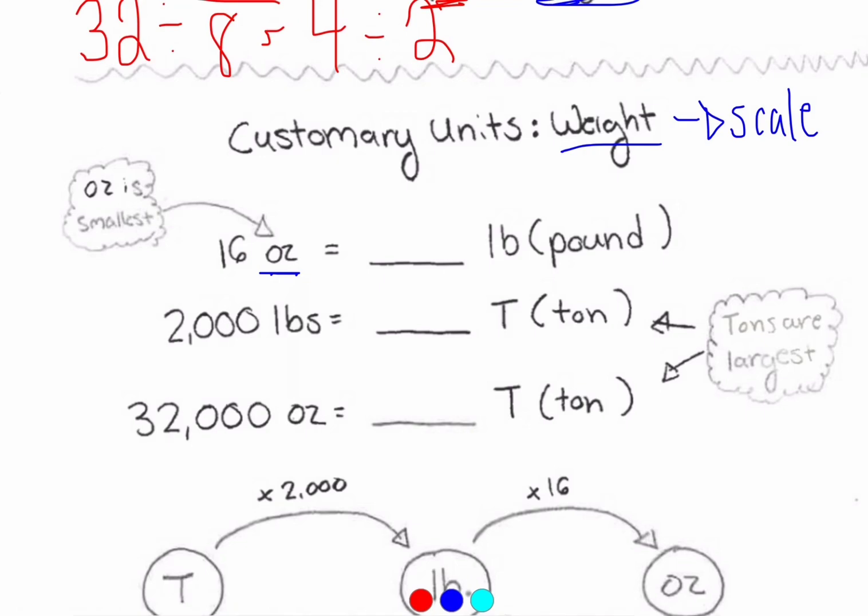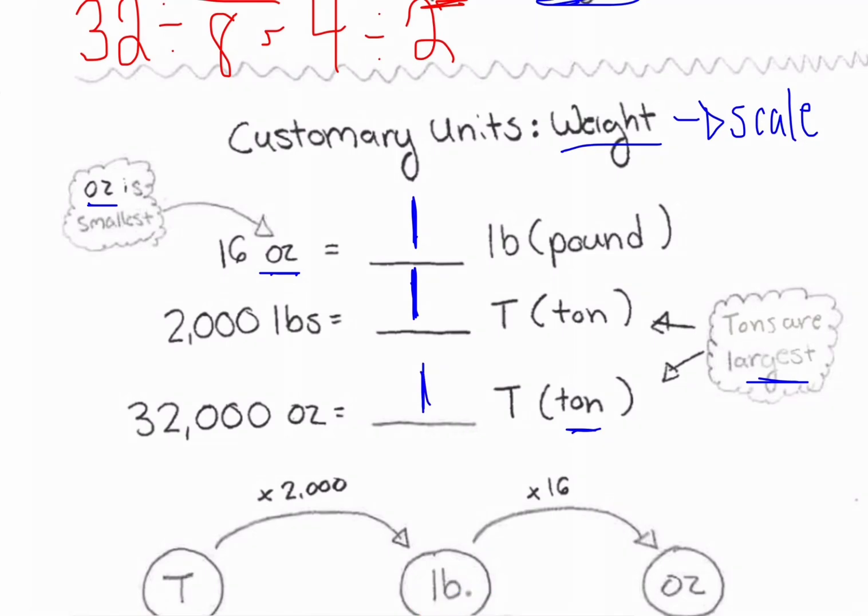So let's get into it: the ounce is your smallest and the ton is your largest. There is 16 ounces in 1 pound. There is 2,000 pounds in 1 ton. Or if you really want to think about it, to go from the very smallest one to the very biggest one, there is 32,000 ounces in 1 ton.